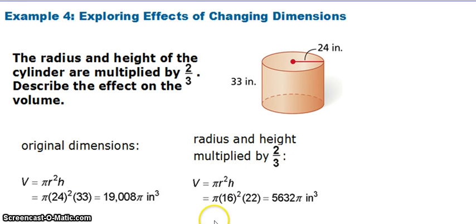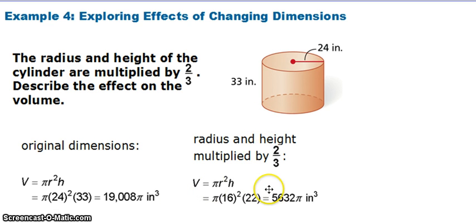Look at the impact on the volume. 19,008 was the original volume, and now it's 5,632. It's like a third of what it was. So by reducing the dimensions by this factor of 2/3, we end up having a dramatic effect on volume.